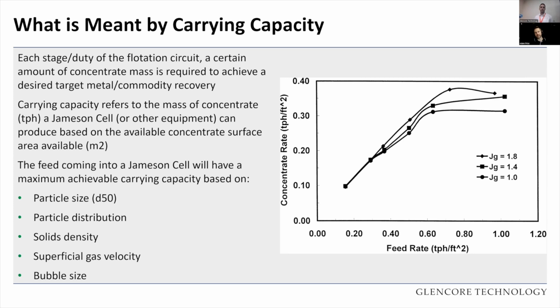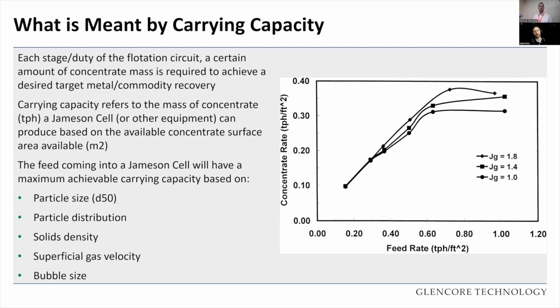The graph on the right here shows an example of what happens when you become carrying capacity limited. So this is looking at feed rate against your production of concentrate. As you can see, as the feed rate increases along to the right, for the initial parts of the graph, you get that steady increase in your concentrate, basically a 1-to-1 ratio with the feed rate increasing.